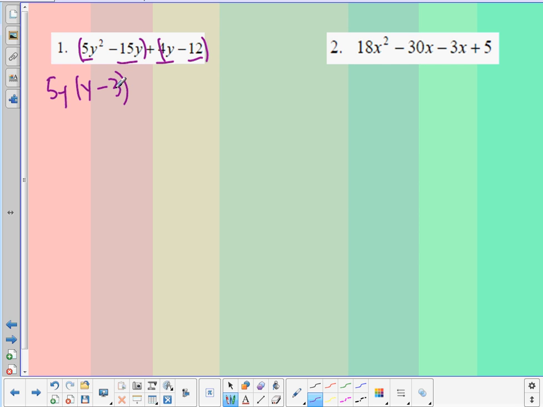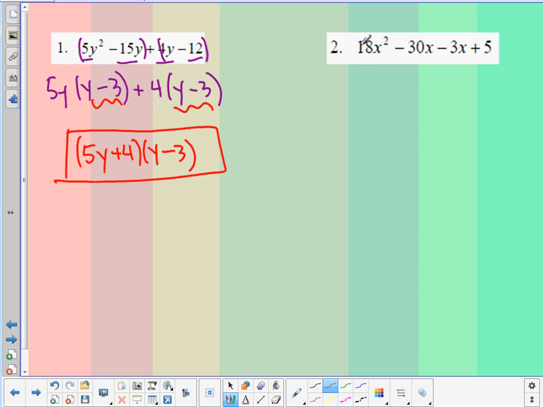15 divided by 5 is 3, and the y's cancel out. From the second group, I can pull out a 4, and that leaves me with y minus 3. And we knew we were on the right track when the inside of the parentheses match. So my two factors are the outsides, 5y plus 4, and the insides, y minus 3.